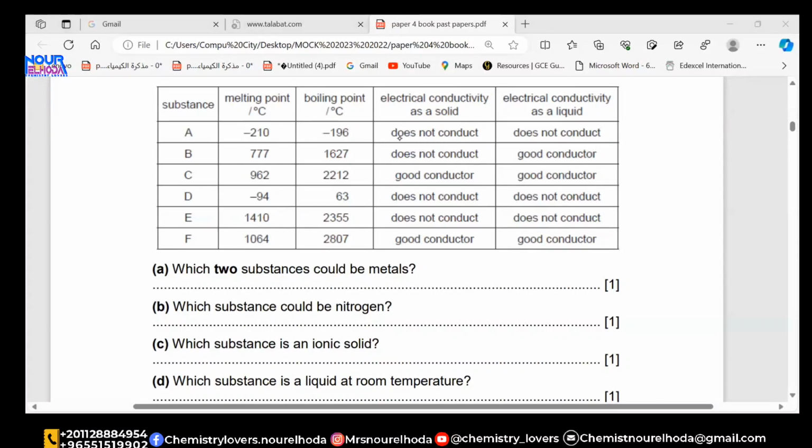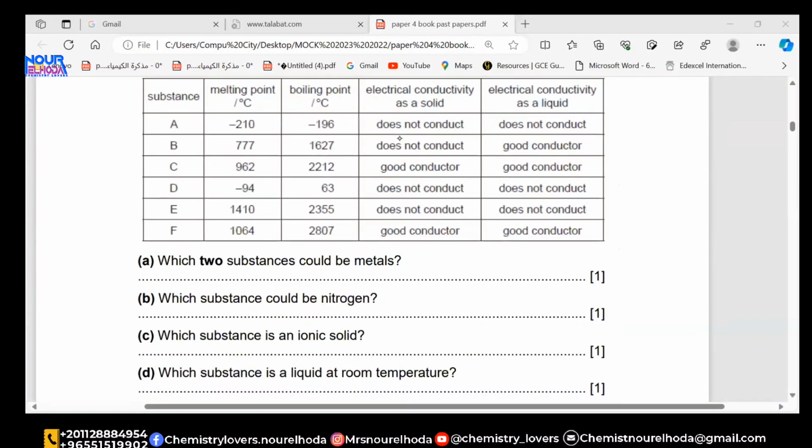Choose. Which two substances are going to be metals? D and F. No, D and C. No. I said for any substance to be a metal, it must have a high melting point. Look, this one has a low melting point, and then it doesn't conduct electricity. Metals conduct, so it will never be D. But it could be A, which one?